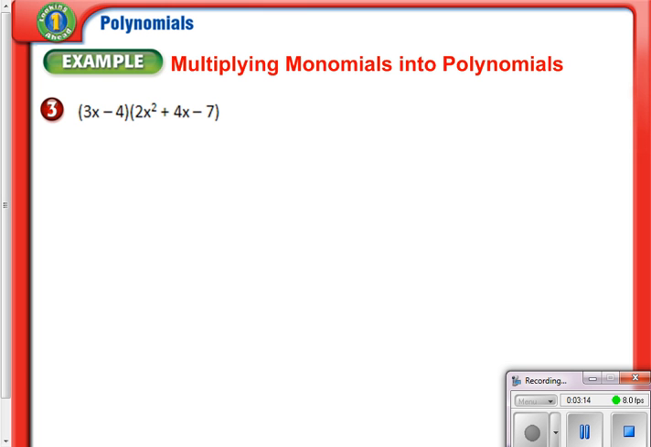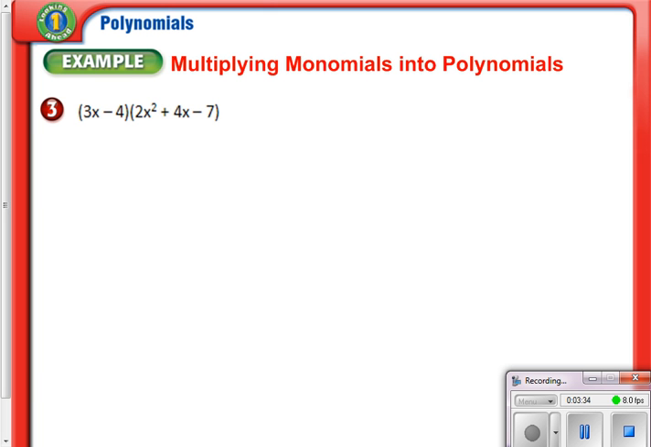Example 3, you're going to take a binomial and multiply it into a trinomial. Basically what you have to have happen here, you don't really have that acronym of FOIL, first, outer, inner, last. That works for the two binomials. However, you're essentially doing the same thing. You need to distribute everything into the other term.